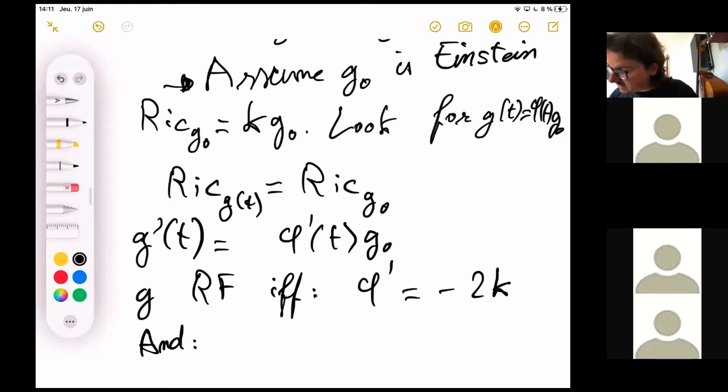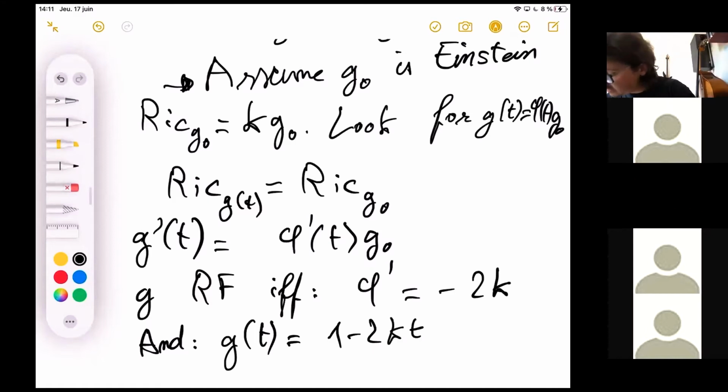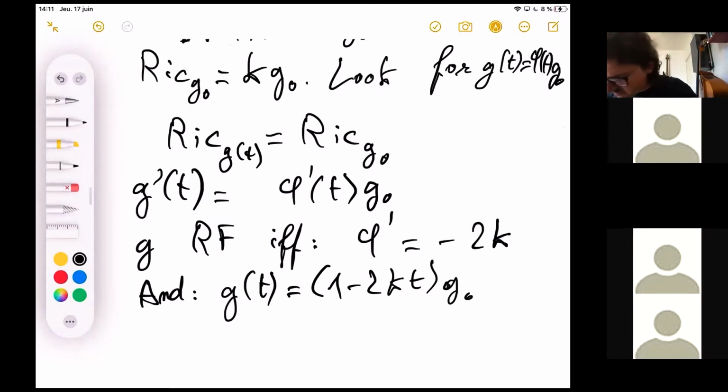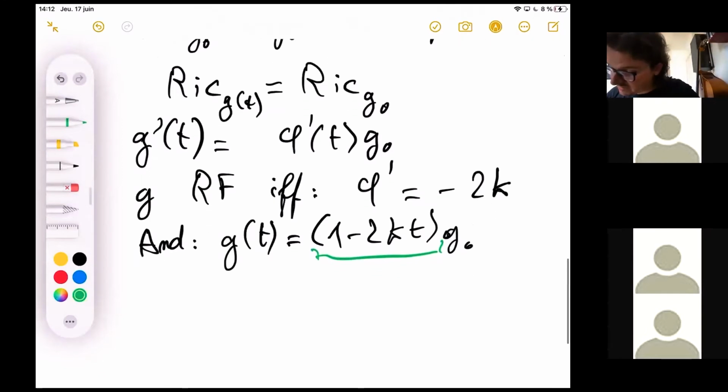And so that tells us that if we want to have g naught as the initial condition, g of t will be equal to 1 minus 2kt times g naught. So we are having some problem here, because when t is large enough, this coefficient can vanish. So we have some kind of collapsing, which will depend on the sign of k.